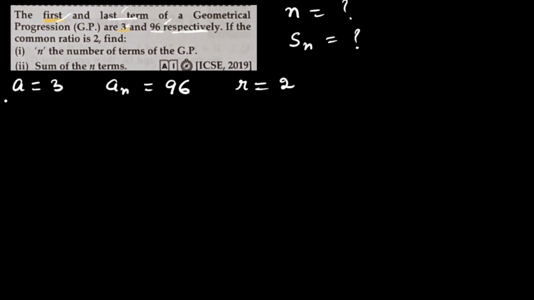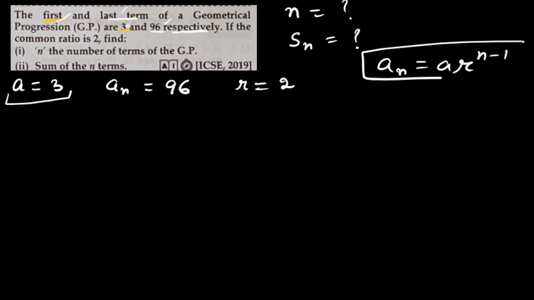So again we'll make use of the given things to find the required things. A is given to us, so we will use the formula of An here. We know the formula of An: An is equal to A into R to the power n minus 1. So in place of An we'll substitute its expansion, A into R to the power n minus 1, which is equal to 96.